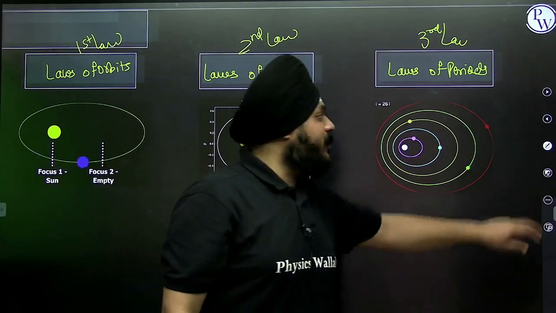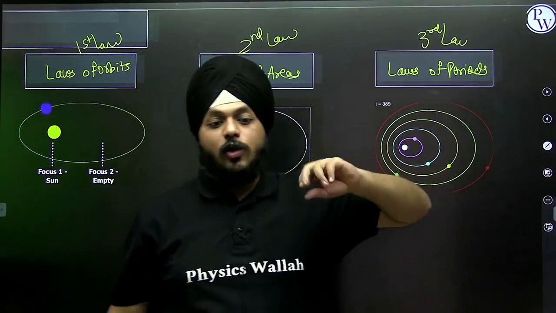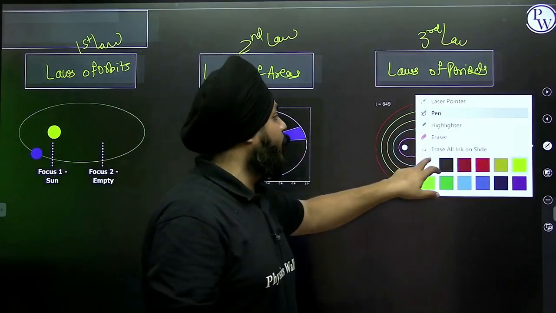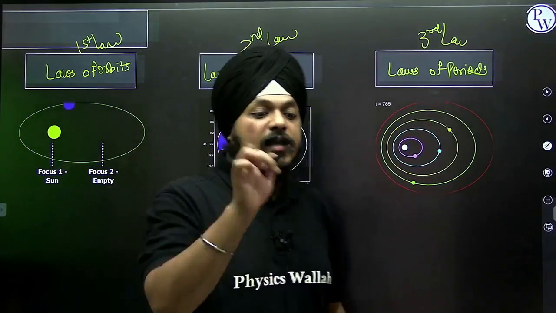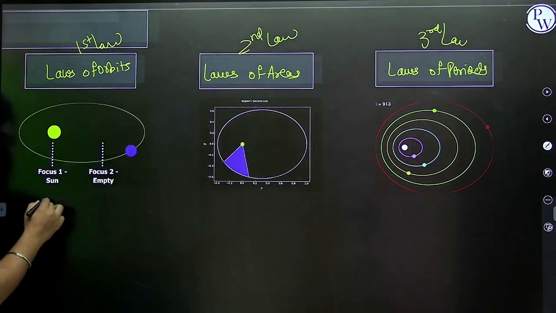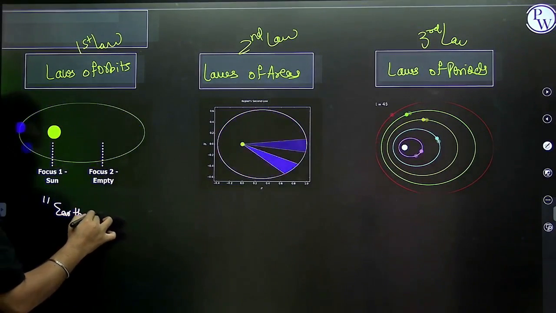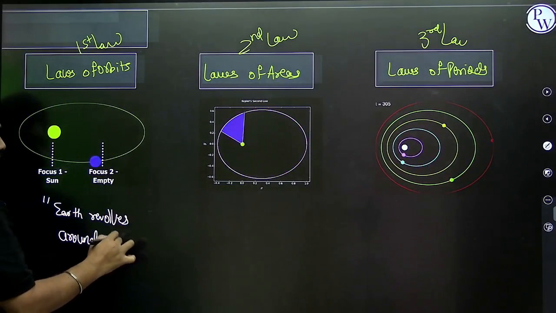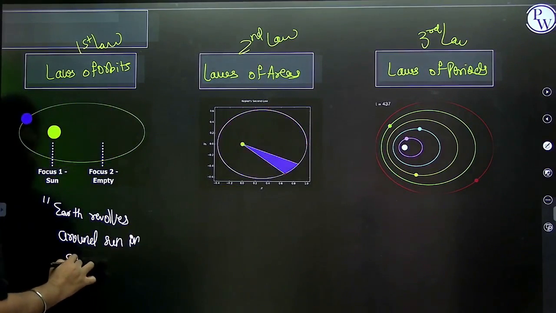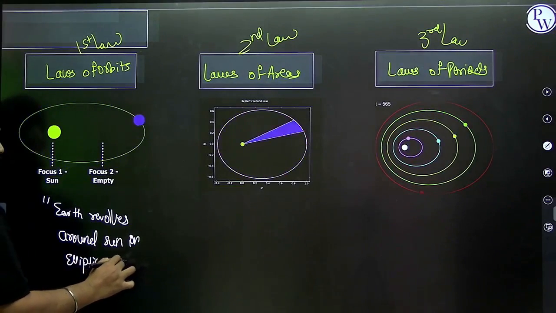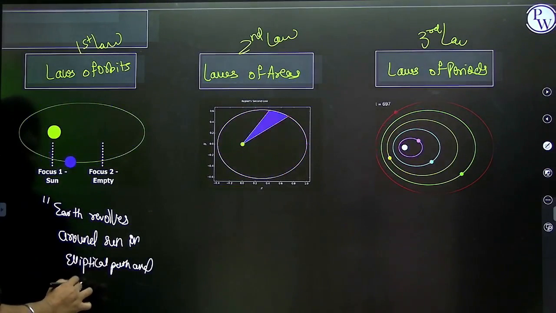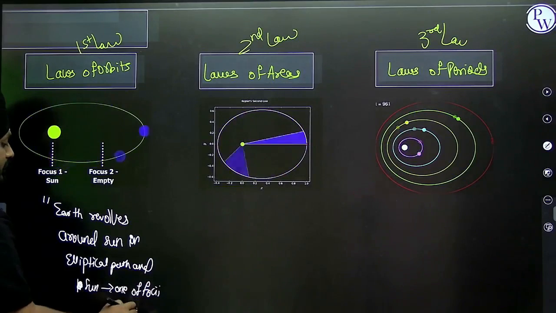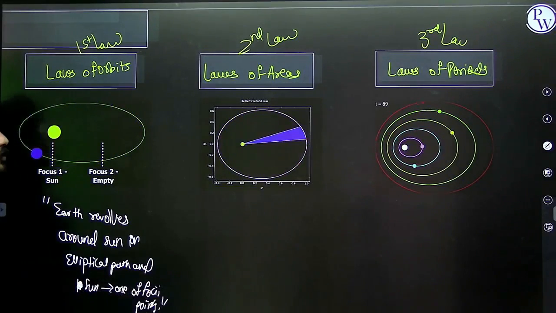Now what does Kepler's first law state? It states that the Earth revolves around the sun not in a circular path but in an elliptical one, and the sun is at one of the foci. Earth revolves around the sun on an elliptical path, and the sun is at one of the foci. This is what Kepler's first law states.